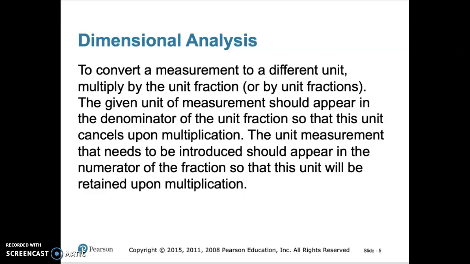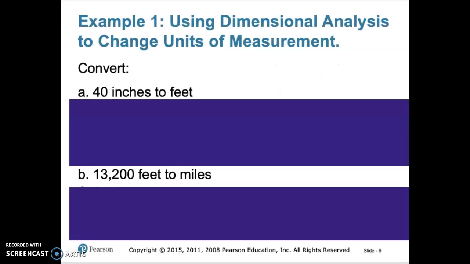The given unit of measure should appear in the denominator of the unit fraction so that this unit cancels upon multiplication. The unit measurement that needs to be introduced should appear in the numerator of the fraction so that this unit will be retained upon multiplication. I'll make that easier in a second when I go through an example. So let's go through example number 1.